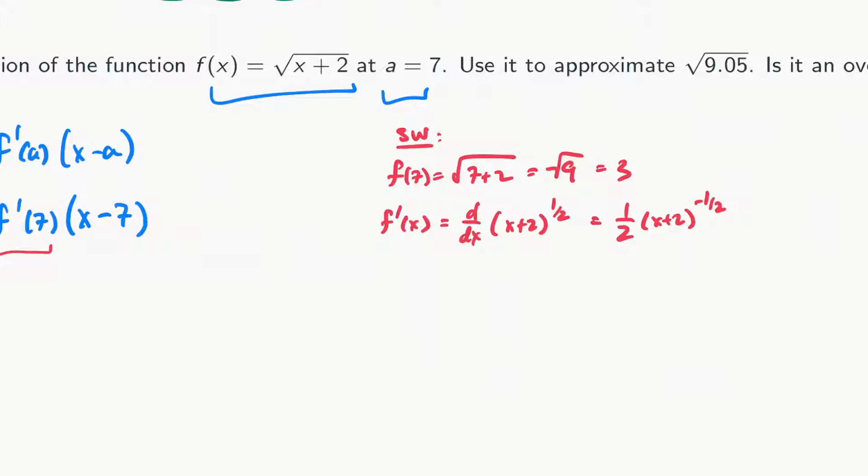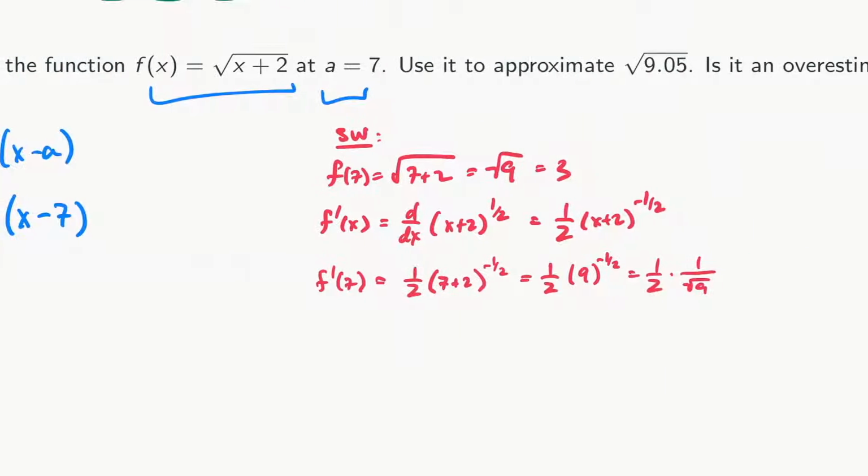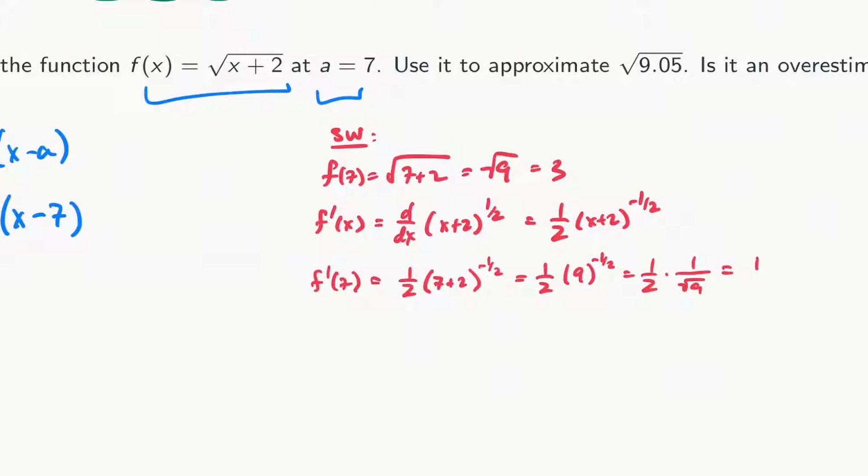So then if this is f prime of x, then f prime of 7 is 1/2 of 7 plus 2 to the negative 1/2, which is 1/2 times 9 to the negative 1/2. And what's 9 to the negative 1/2? This is really 1 over the square root of 9, which is really just 1 over 3. So this whole thing is 1/2 times the third, which is 1/6.